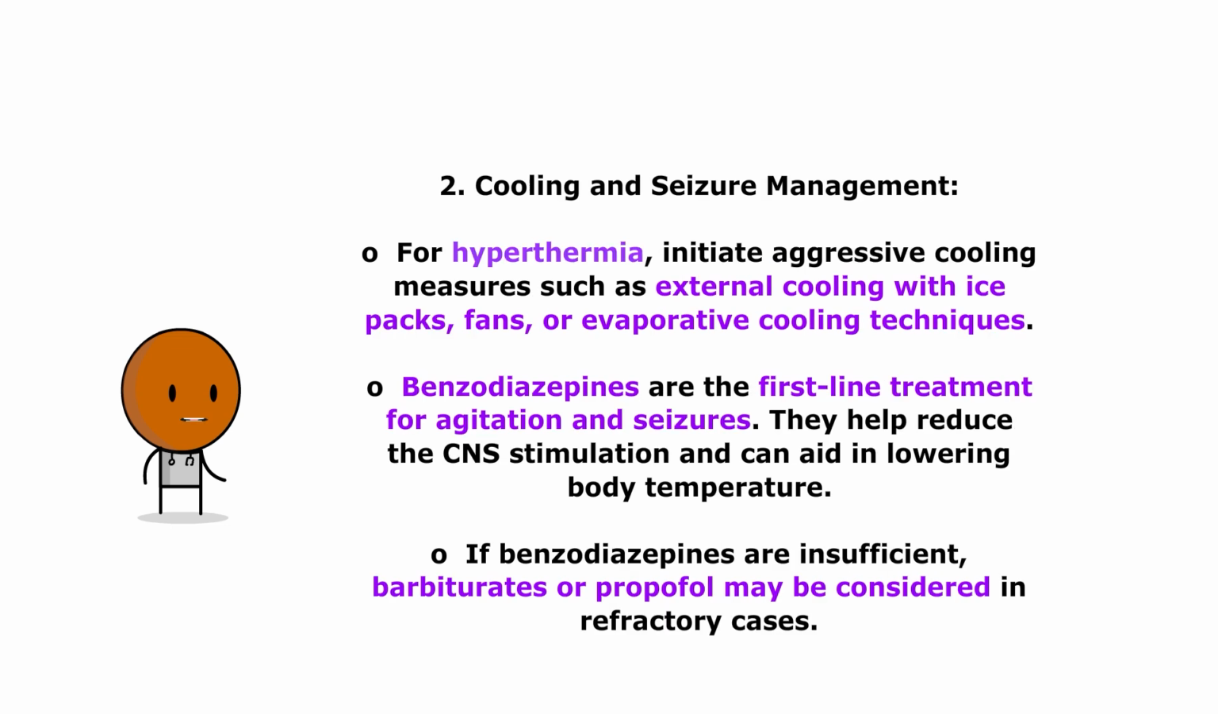Cooling and seizure management. For hyperthermia, initiate aggressive cooling measures such as external cooling with ice packs, fans, or evaporative cooling techniques. Benzodiazepines are the first-line treatment for agitation and seizures. They help reduce the CNS stimulation and can aid in lowering body temperature. If benzodiazepines are ineffective, barbiturates or propofol may be considered in refractory cases.